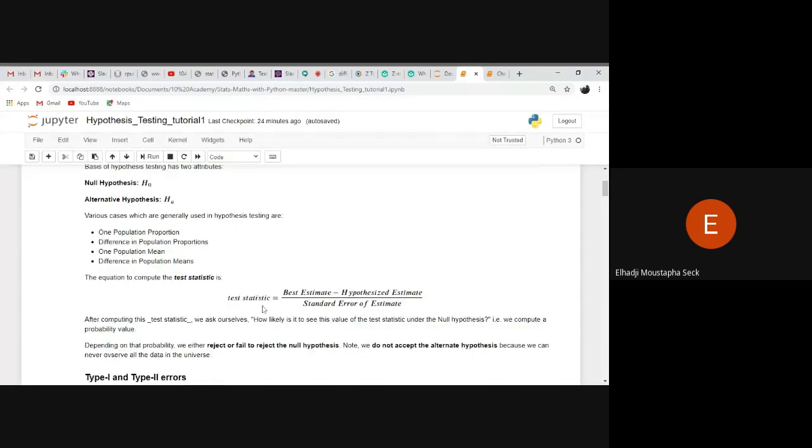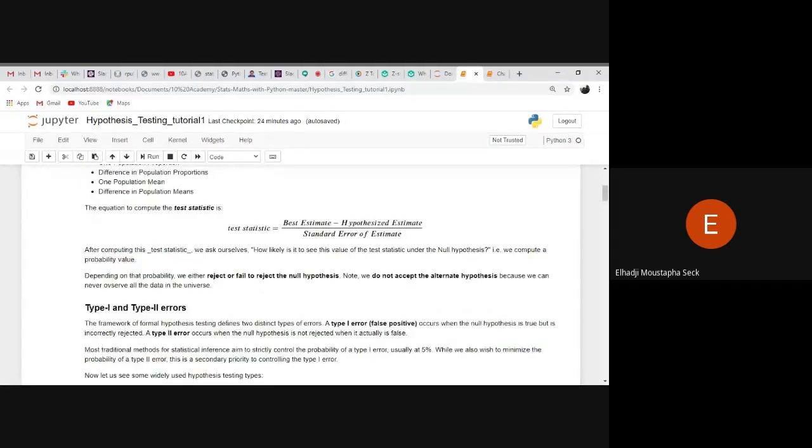In hypothesis testing, we have what we call the T-test, and this is the formula of the T-test. It takes the best estimate minus the hypothesized estimate, divided by the standard error of the estimate. When we compute the test, it comes with something we call a p-value. Based on the p-value, we can know whether we have to accept or reject the null hypothesis.